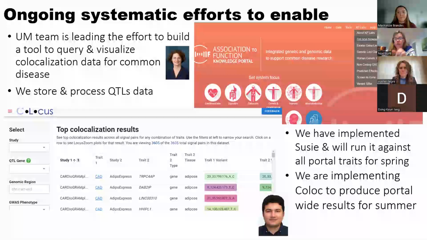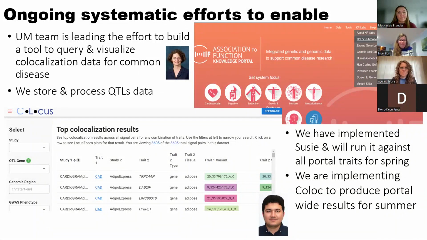You can go to the portal on the KP Labs tab and visualize our Colocus module with one data set. And that's great. We also can store and process eQTLs at scale. But in the background, we need to make this accessible. So a postdoc that works with Jason, Miad Zindavi, is implementing SuSiE, which is critical for running fine mapping across all of our traits. Those will be implemented for the spring, but then you have to add a colocalization approach. And so we're implementing Colocus on top of it, with results for the summer.